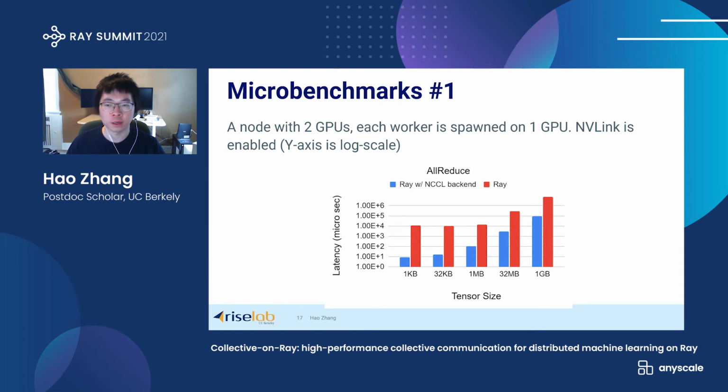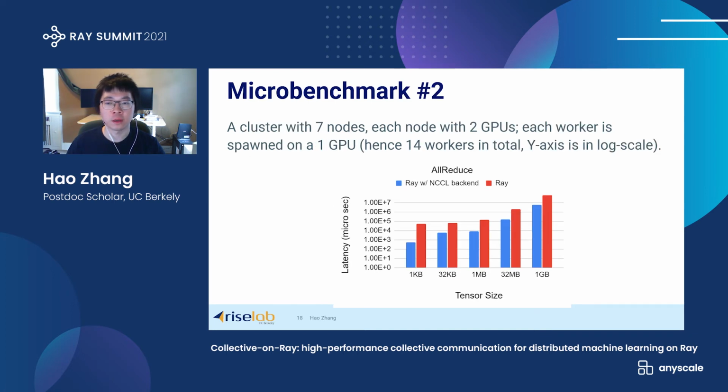In the first benchmark, we compared Ray with the NCCL backend to the Ray RPC backend on all reducing contents between two GPUs in one node. We spawn two workers, each worker owns one GPU, and the NVLink in this node is enabled. We observe that across different sizes of tensors, the Ray NCCL backend is strictly better and can be 10 to 1000x faster in terms of latency.